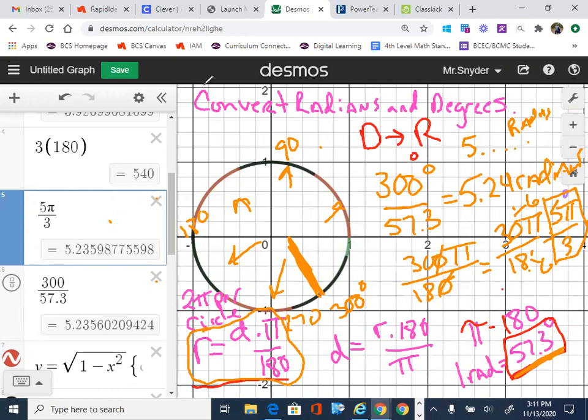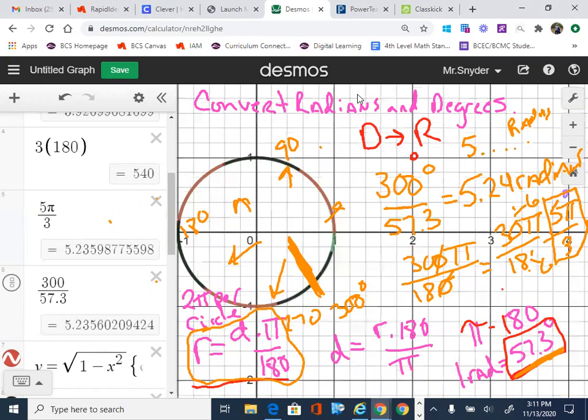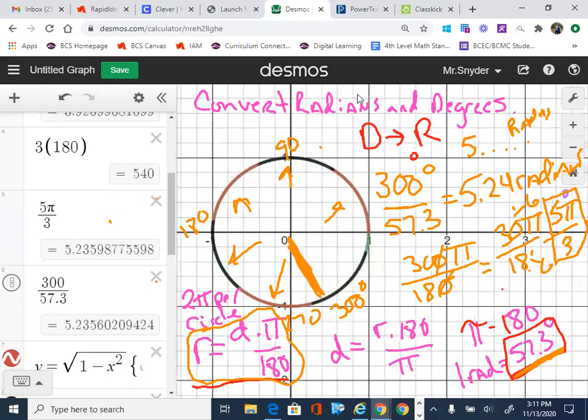So we have some options. When we change degrees to radians, we can divide by 57.3, or we can use this formula where we take degrees and multiply by pi over 180, and do a little conversion. Hope that helps with converting degrees to radians.